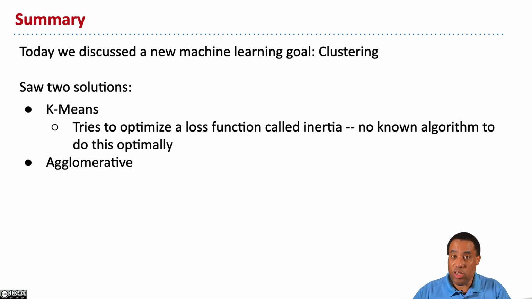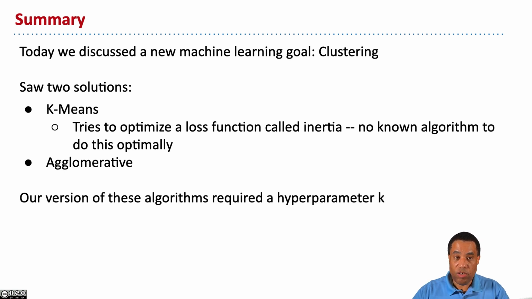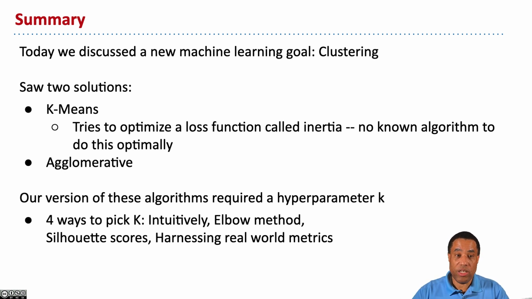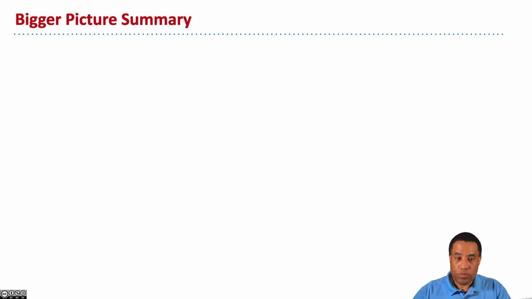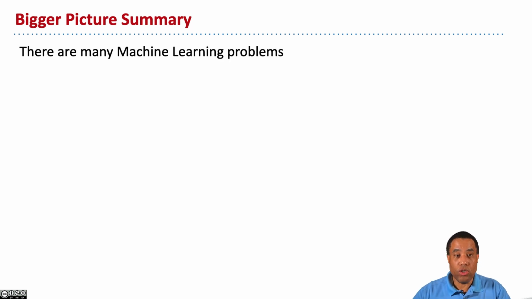The second solution that we looked at was an agglomerative approach, and our version of these 2 algorithms required us to pick a hyperparameter, k. We looked at 4 different ways to pick k. We could just do it intuitively by looking at the data, or we could use the elbow method, or we could use silhouette scores, or we could incorporate real-world information and metrics in making our decision for the value of k. Okay. Again, let's step back and look at the bigger picture.